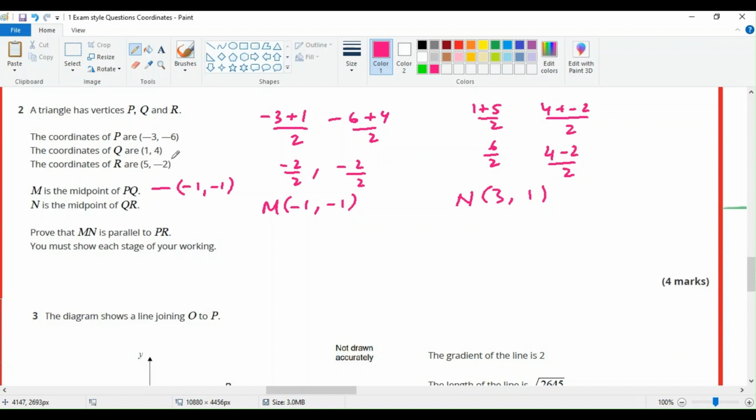First of all, see the gradient of PR. If we can find the gradient of PR, P is minus 3 and minus 6, and R is 5, minus 2. We find the gradient. This is x1 and y1. This is x2 and y2. This is y2 minus y1. That means minus 2 minus minus 6, over, not over 2 actually. Y2 minus y1, and this is x2 minus 5 minus minus 6.